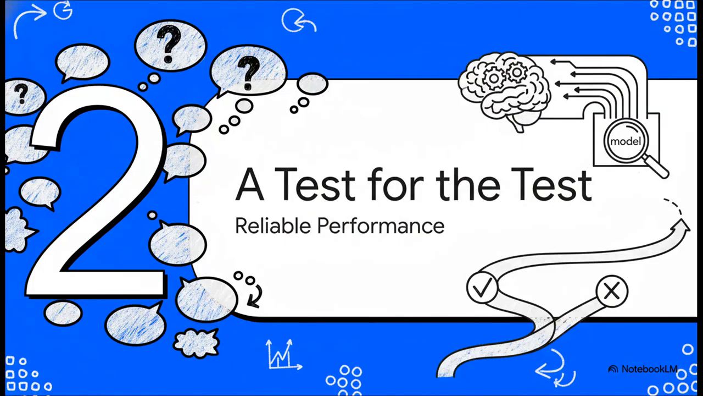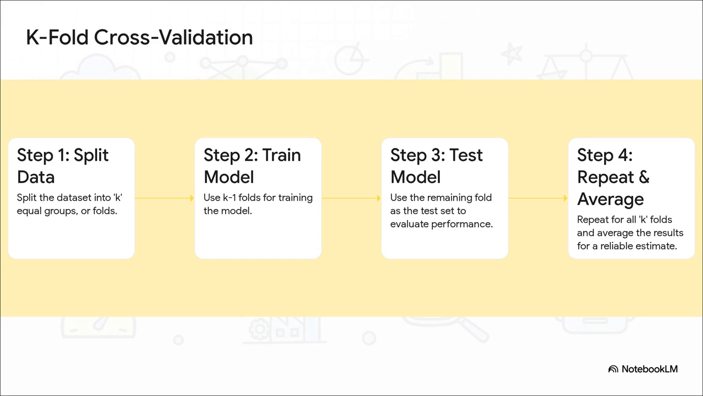So, how do we dodge this trap, right? How can we be sure that our model is actually going to perform well out in the real world on data it's never seen before? Well, it turns out we need a much smarter way to test it. And this brings us to this brilliant technique called K-fold cross-validation.